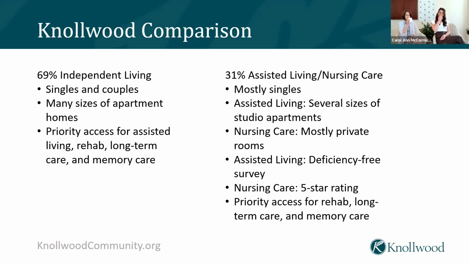So here's a little bit of a comparison. Knollwood, we're 69% independent living. We have singles and couples here. We have all kinds of apartment size homes. We have priority access to assisted living and long-term care, memory care, those private rooms in assisted living. 31% of our community is assisted living and nursing, mostly singles. Assisted living also has some different styles and sizes to choose from.